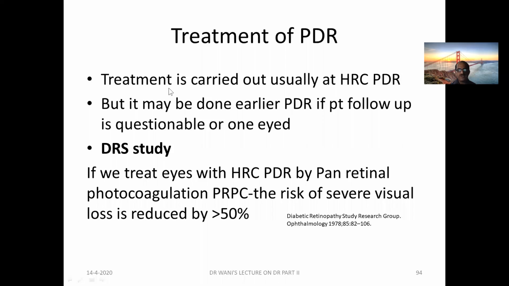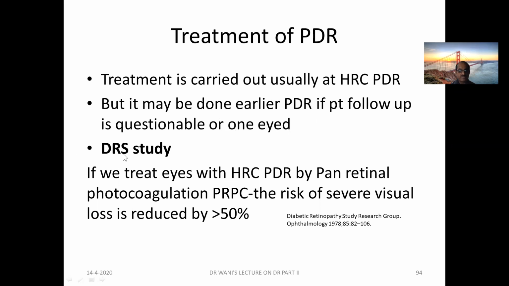For proliferative diabetic retinopathy, treatment is usually carried out at the stage of high-risk characteristic PDR. We saw what high-risk characteristic PDR is, but we can start earlier if the patient's follow-up is questionable, or he is one-eyed, having lost the other eye due to proliferative diabetic retinopathy, or he's old. So these are some of the considerations you can take.